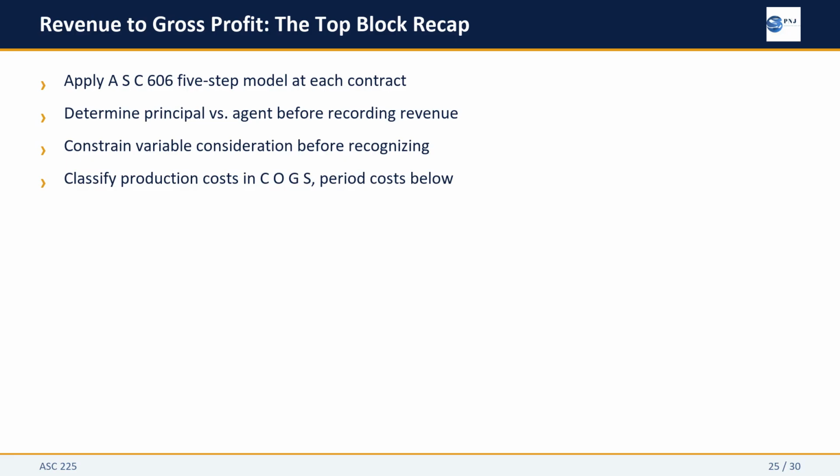Starting at the top, revenue flows from the ASC 606 5-step model. Principal or agent status determines whether the full transaction price or only the fee hits the top line. Variable consideration is constrained, with no premature recognition of amounts at risk of reversal. Then costs split cleanly. Production costs go into COGS, selling and G&A below. The gross profit that results is the first performance signal the market reads.